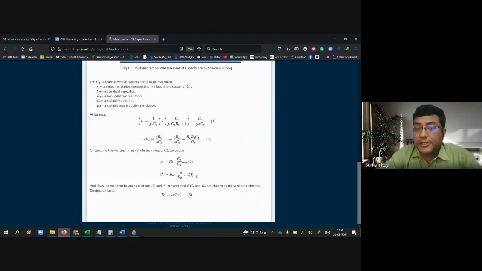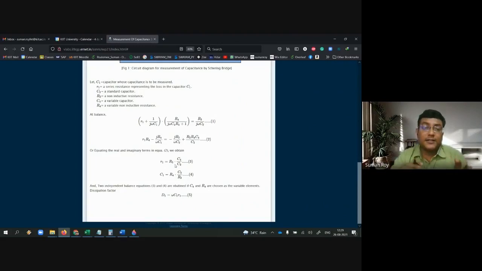So from equation number 3 and 4, it is very clear that to find out the capacitance value C1, you need to know only R4, C2, and R3. So varying these three parameters C2, R3, and R4, we can calculate C1 easily. Similarly, in case of R1 also, by varying C2, C4, and R3, we can get the value of R1.